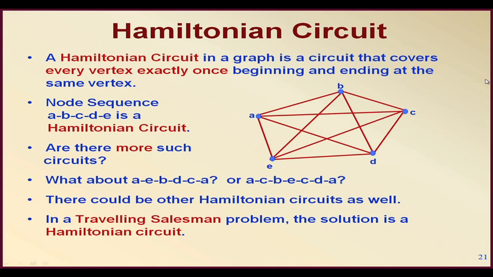Now, while discussing Euler trail, a closely related problem is what is known as finding a Hamiltonian circuit. The Hamiltonian circuit covers every vertex exactly once while beginning and ending at the same vertex. So, what is the difference? The difference is, earlier we were covering all the edges, now we have to cover all the vertices exactly once.